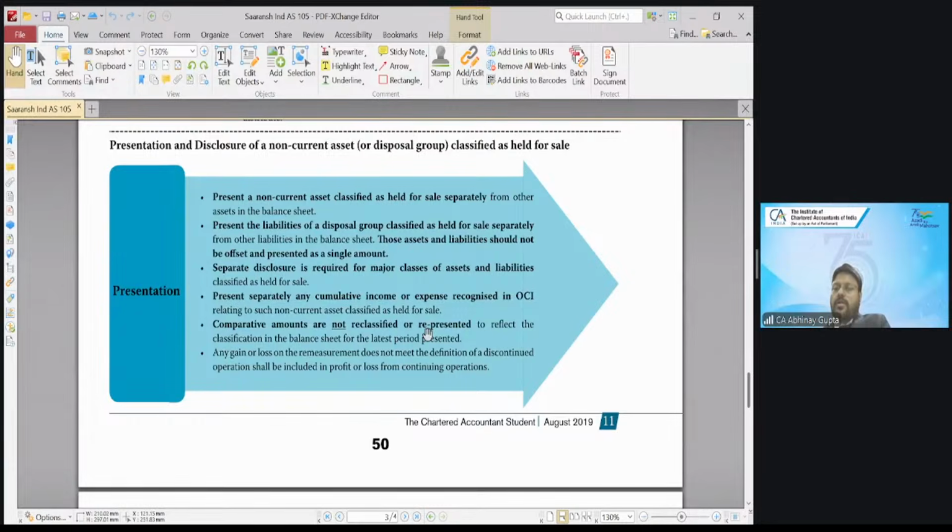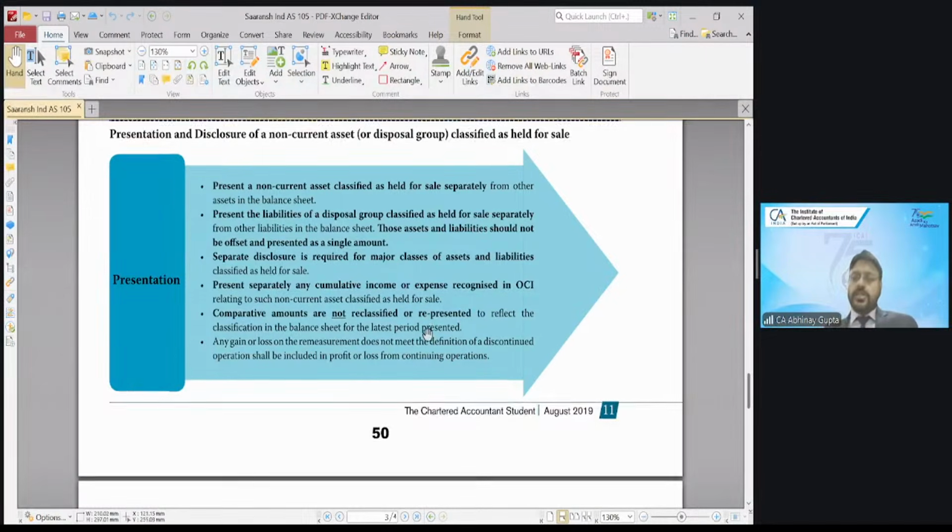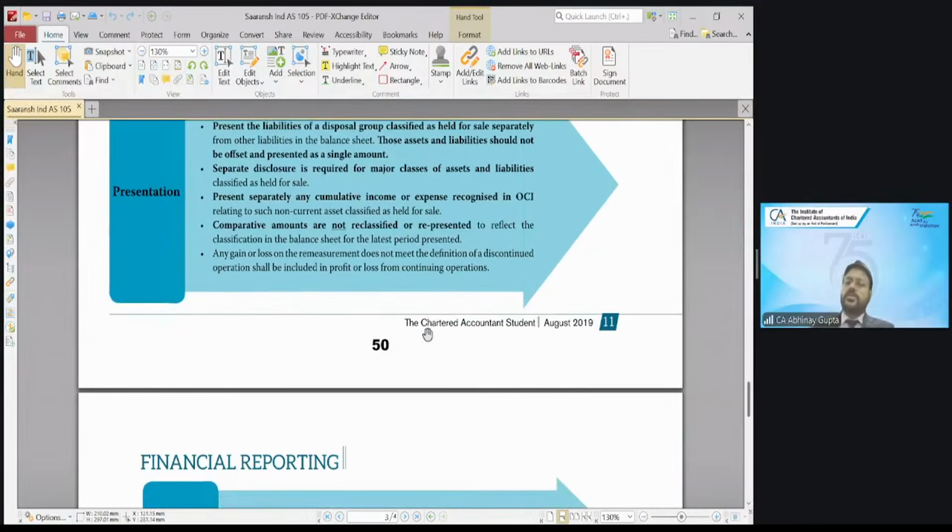Comparative amounts are not reclassified because this is the decision taken in the current year. So only the current year reclassification will happen. For the comparative prior periods, we wouldn't be doing any such reclass because until that year, these assets were not held for sale, right? So this is a current year phenomenon only, and it was not there in the last year. So last year, reinstatement or reclassification of these balances is not a requirement.